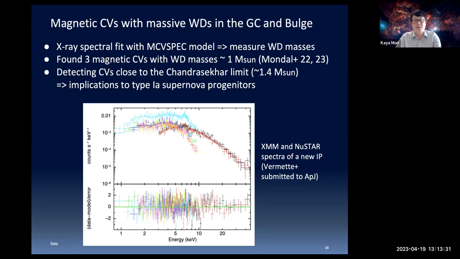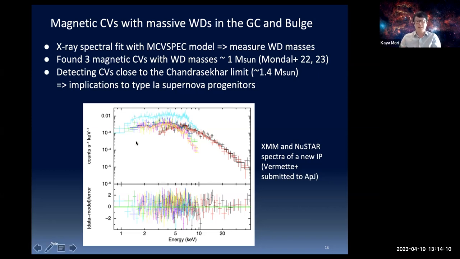It turned out that these IPs in the galactic center and just a little bit beyond have white dwarf masses of around one solar mass. If you look at the local CVs, the average white dwarf mass of the CVs is around 0.8 solar mass. So we are in the higher mass range. And eventually we might find heavier CVs close to the Chandrasekhar limit of around 1.4 solar masses, because the galactic center has lots of CVs. So it has some implications for Type Ia supernova progenitors.